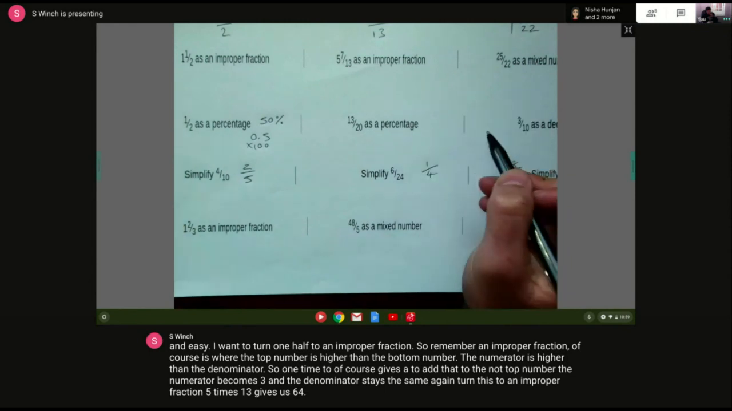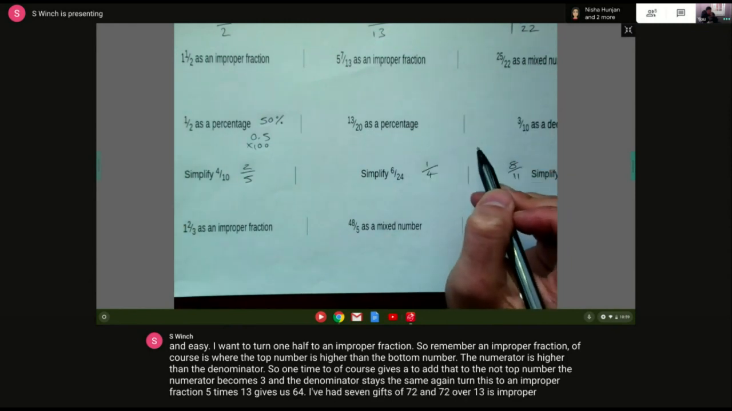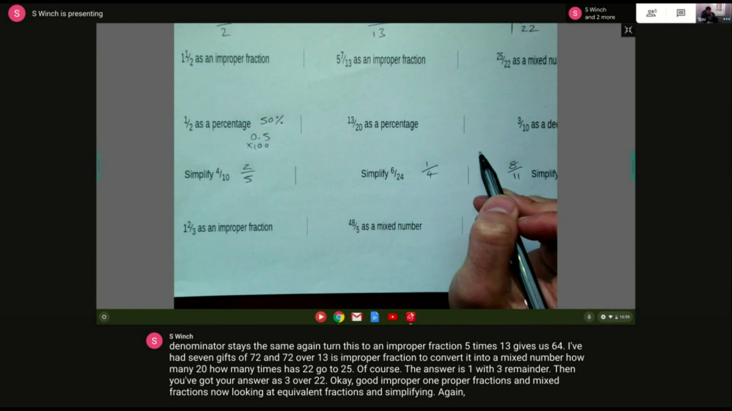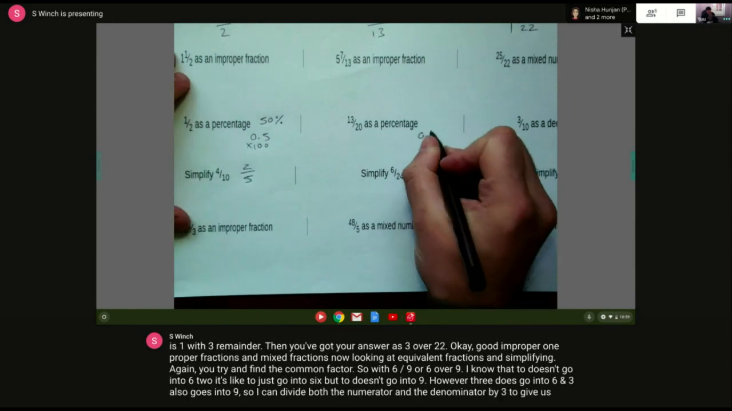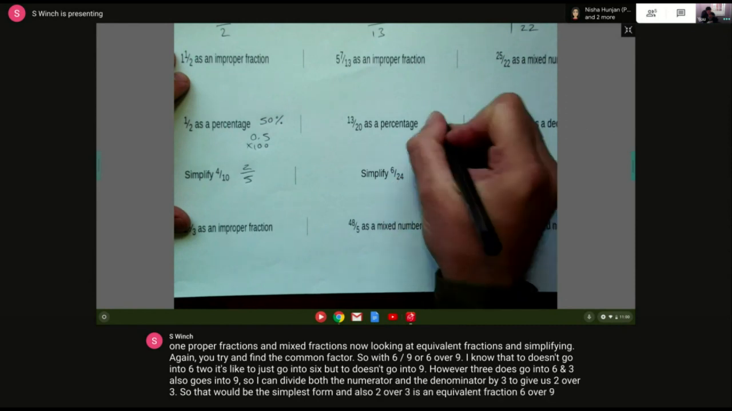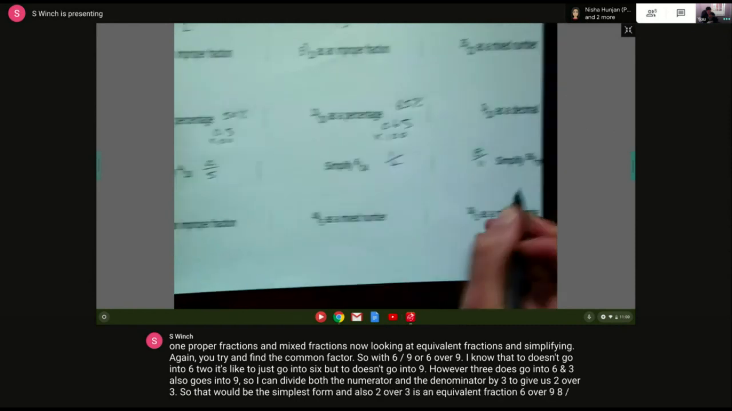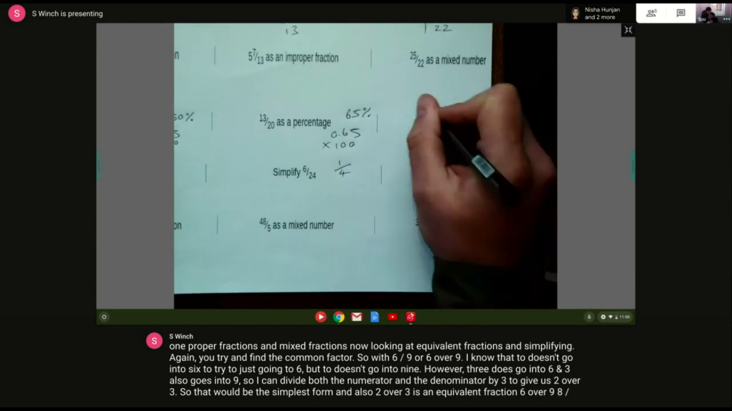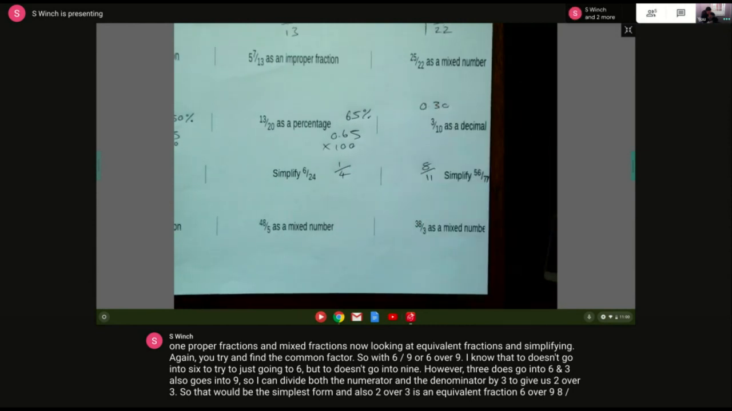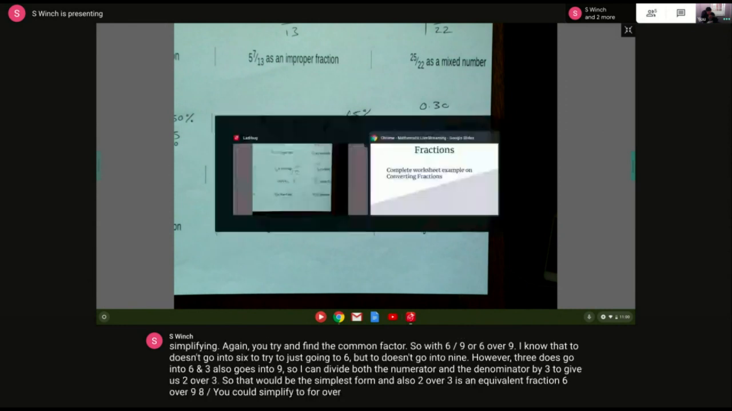13 divided by 20, of course, gives us a number that I'm just using my calculator. I'm cheating. Oh, of course. Yeah, it gives us 0.65. And if you multiply that by 100, that'll give you the 65%. Okay. 3 over 10 as a decimal. Well, if we divide 3 by 10, of course, we get 0.3.